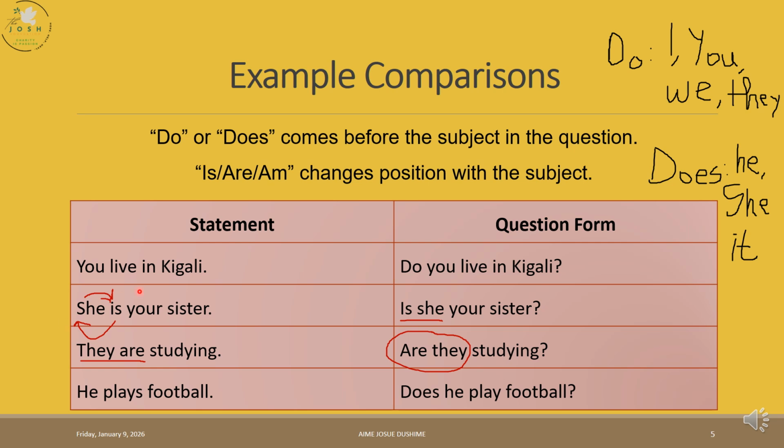And when we go to this one, here we use do because we had you. Here, "He plays football." "Does he play football?" Remember, we said that we use does with he, she, it, which is the reason here we have does he.